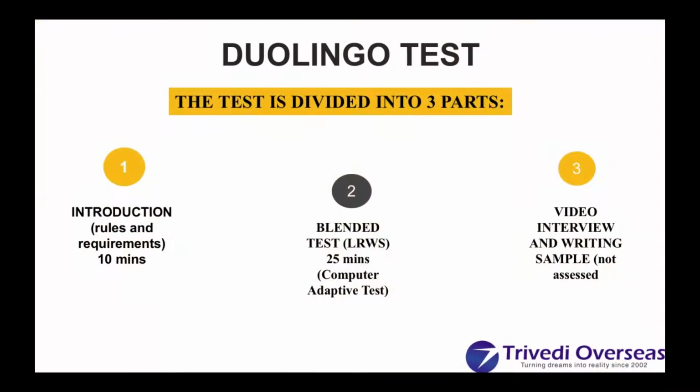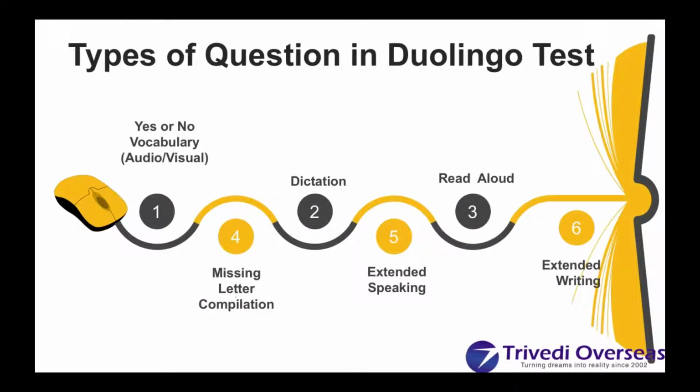The Duolingo test is divided into 3 parts. First is the introduction, which includes the rules and requirements and is for 10 minutes. Basically, you have to introduce yourself. Second is the blended test, which is for 25 minutes and includes all the listening, reading and writing skills. Third is the video interview and writing sample, which is not assessed but is sent to the universities you have applied for.